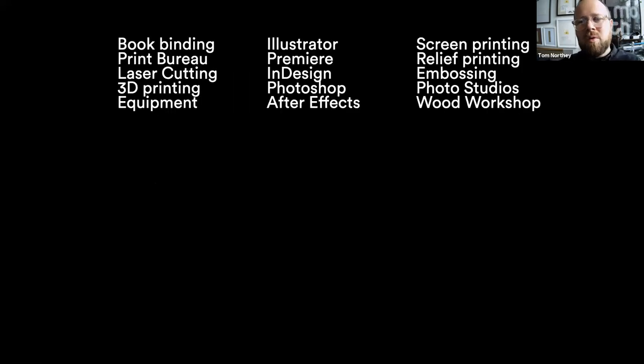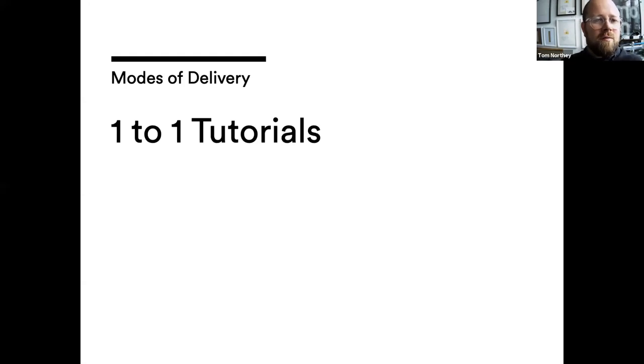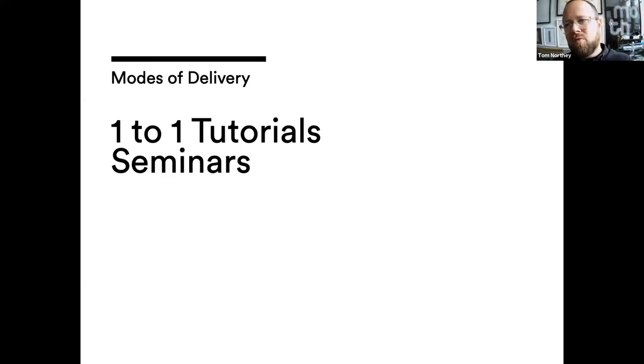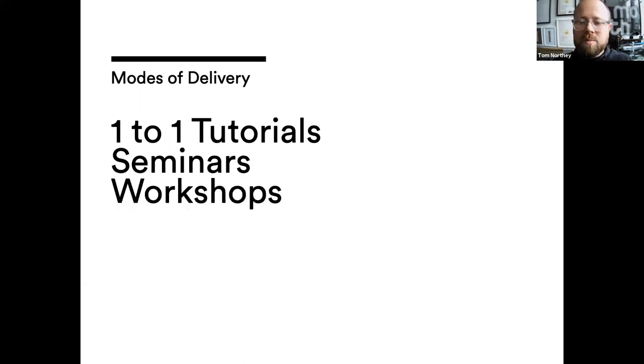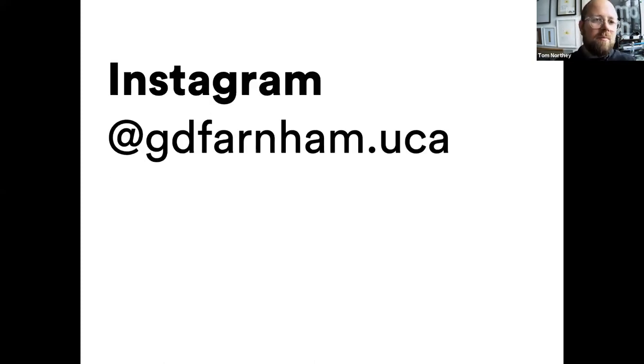And then this is just a couple of examples of the type of resources that our students use, from screen printing right the way through to 3D printing equipment, and then the usual software that you would use. So finally, just to wrap up, our modes of delivery are one-to-one tutorials, seminar groups of between 6 and 8 people, workshops, and then lectures like we're doing now, but in a big auditorium.